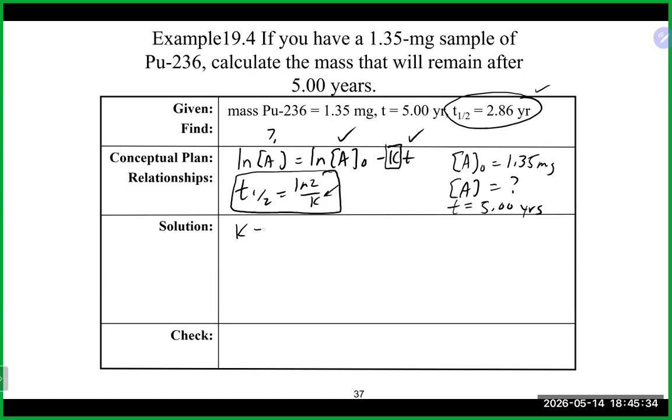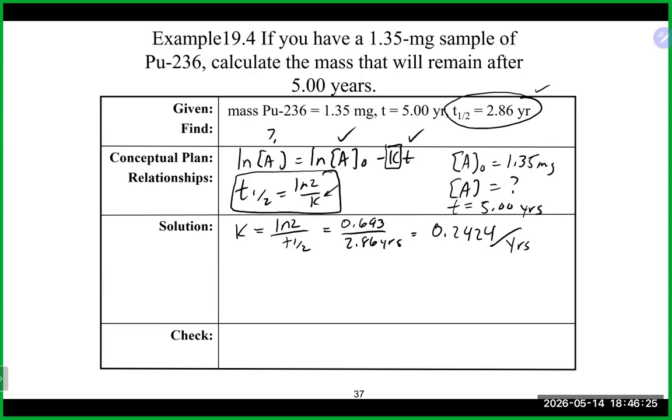If I rearrange the half-life equation, the decay constant will equal the natural log of 2 divided by the half-life. Natural log of 2, by the way, on your calculator is 0.693, divided by our half-life, which is 2.86 years. That's going to get us a decay constant of 0.2424. The units here are 1/years. And again, that is the common unit for a first order reaction. For the decay constant or the rate constant, it is 1/unit of time.